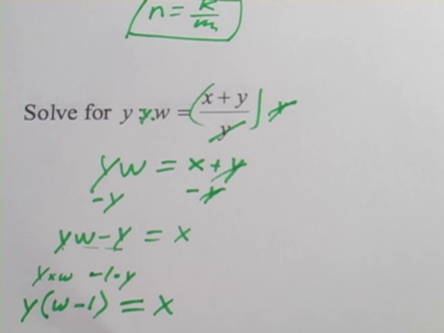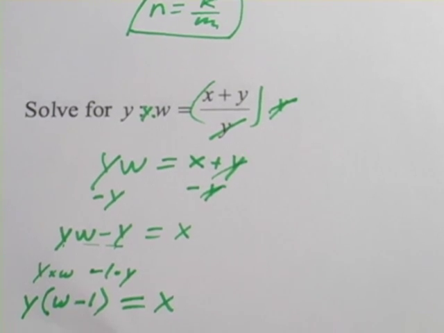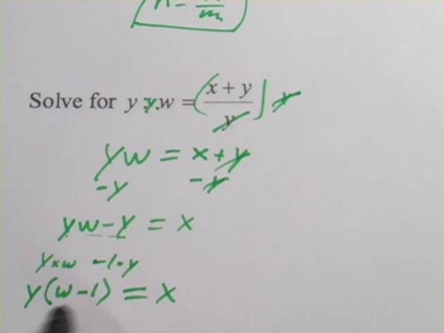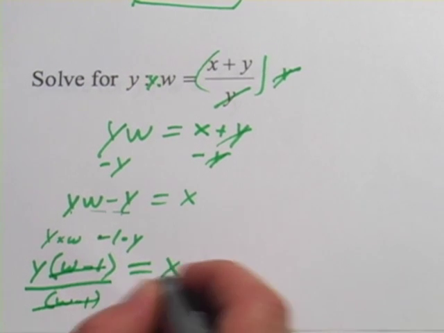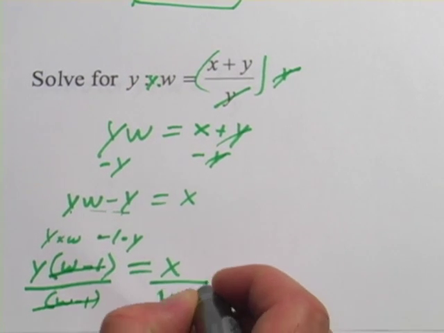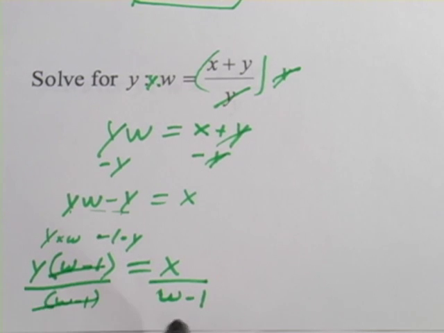Now, finally, I've got a single y in this equation, which is why I did that. It's multiplied by a parentheses w minus 1. So I want to undo that by dividing by parentheses w minus 1. Those will cancel, leaving y alone. But I have to do the same thing to the other side. So I get y equals x over w minus 1. That's a very tricky one.